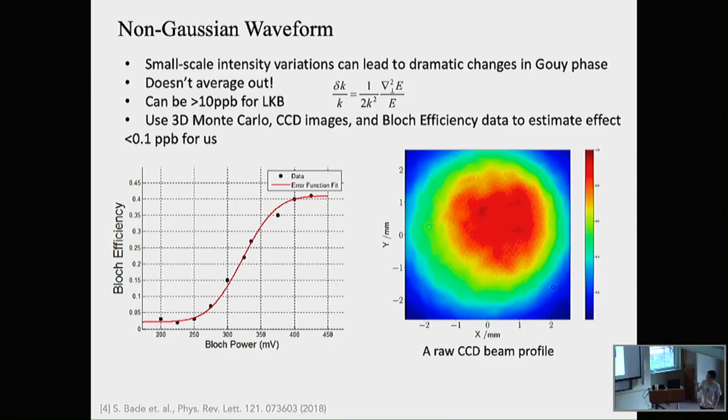And this has been a big problem for LKB, who did the rubidium alpha measurement. It can cause more than 10 parts per billion shift in their result. For our experiment, we use a 3D multi-color simulation to take care of this effect, and we bound this effect to less than 0.1 parts per billion. Now, how do we solve these problems?